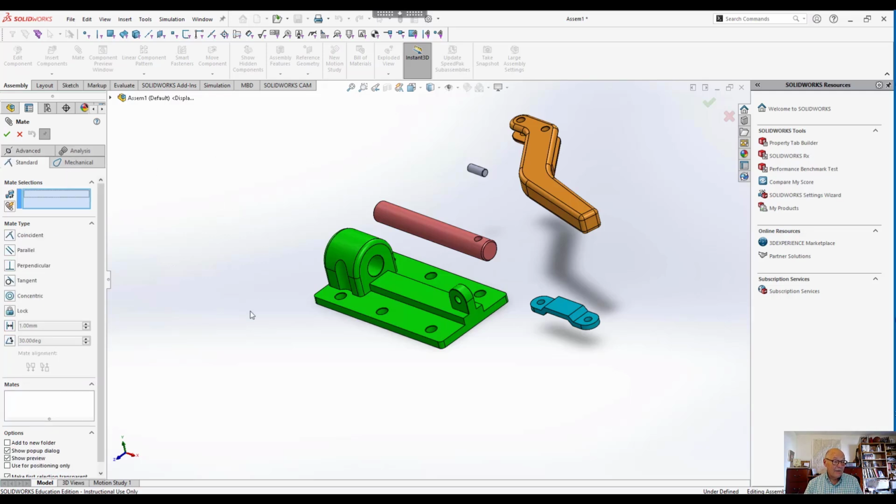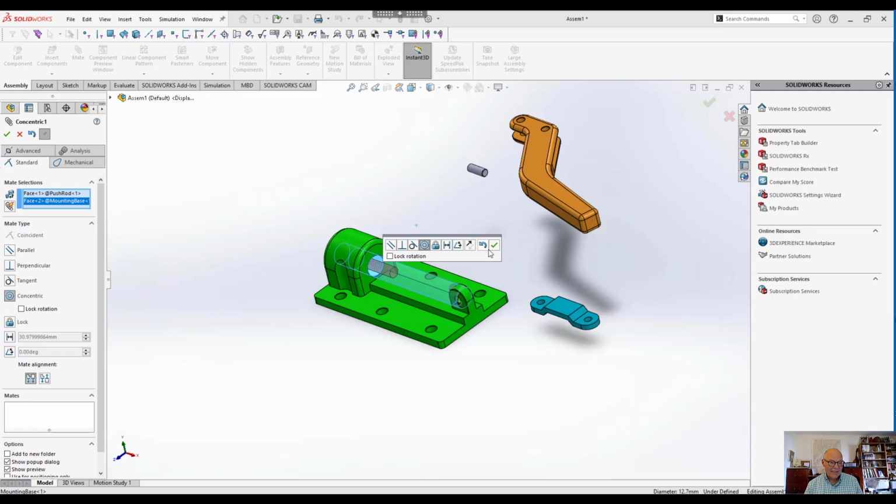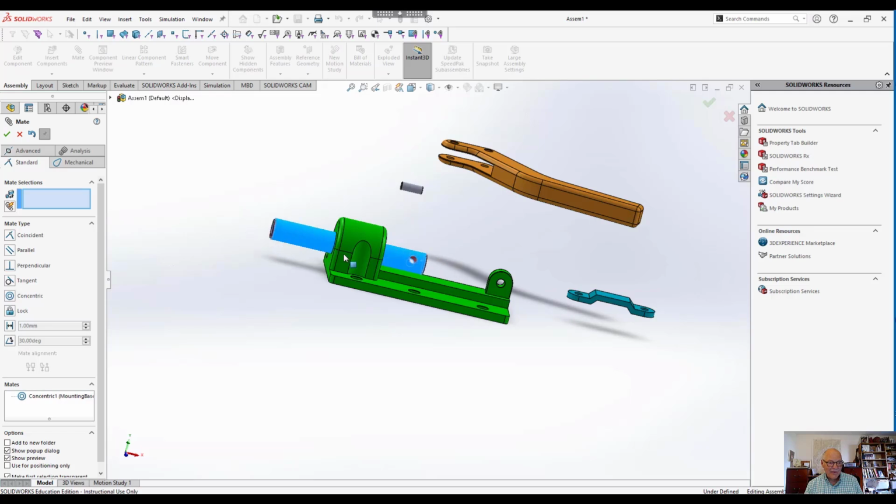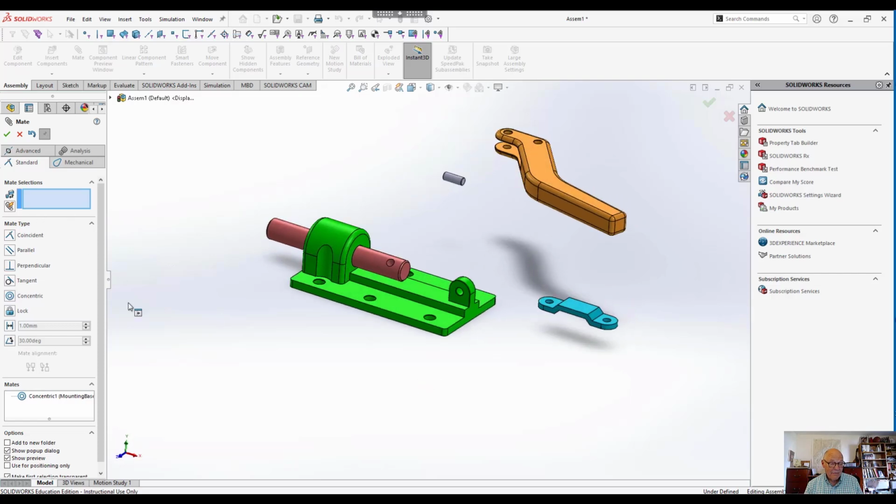So we'll pick standard, and what we want is a concentric mate. In other words, we want that cylinder and that cylindrical hole to share the same center axis. Pick that, and now when we move that, it will only go in and out of that hole. Okay, it still can turn. We haven't constrained that.